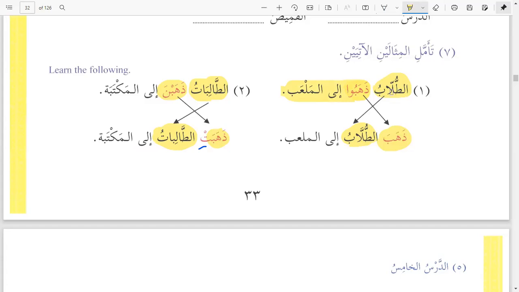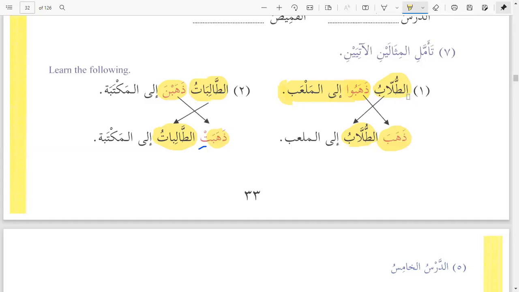Nominal sentences always start with a noun and we call it mubtada. And the second part of the nominal sentence, whatever it contains, is predicate, khabar. Zahabu ilal mal'abi. So you see, zahabu, there is a verb, ila, there is a preposition, and there is malabi. So all this is the predicate. Nominal sentences have only two parts.